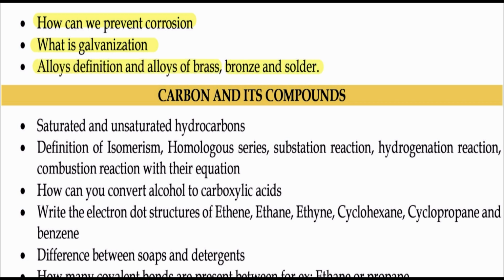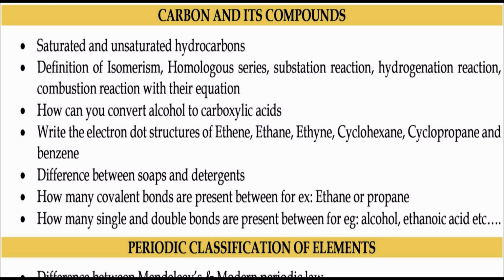Next lesson, carbon and its compounds. Saturated and unsaturated hydrocarbons. Definition of isomerism, homologous series, substitution reaction, hydrogenation reaction, combustion reaction with their equations. How can you convert alcohol to carboxylic acid? Write the electron dot structures of ethene, ethane, ethyne, hexane, cyclopropane and benzene.